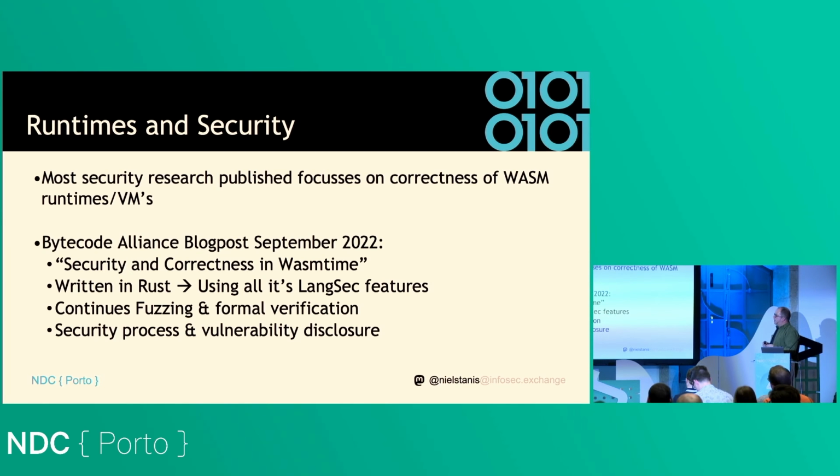Bytecode Alliance has a really nice blog post done in 2022 where they talk about how they deal with that from a Wasmtime perspective. So what they do is the Wasmtime runtime itself is written in Rust, which has all the language security features it has with the ownership model and how it works internally. They do continuous fuzzing, a form of verification of every runtime. So if stuff happens, they will make sure that they go that full stretch and fix it.